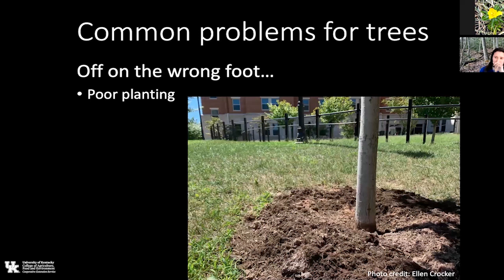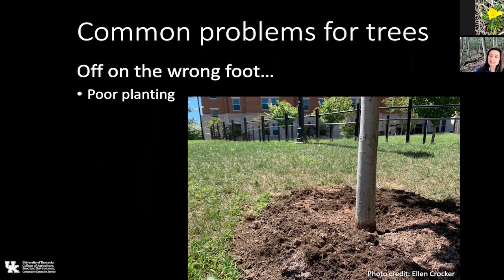So here's one example from the UK campus where I work. These were trees in a newly built student housing complex, and the trees were planted by the company that was hired to do so. And afterwards, someone went and checked on those trees, and turns out they were all planted like 6 inches to a foot too deep, which may not seem like a big deal. In fact, there's a lot of plants that you could plant too deep and they'd be fine. For a tree, that's a big problem.